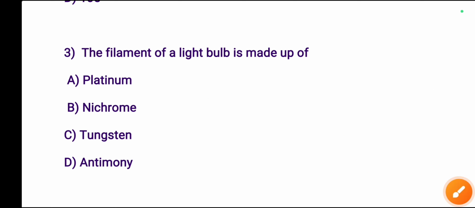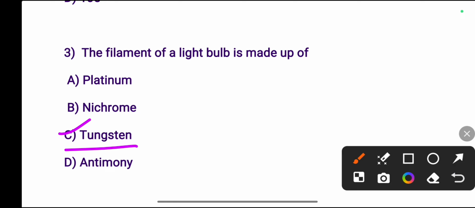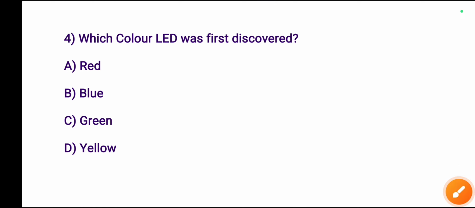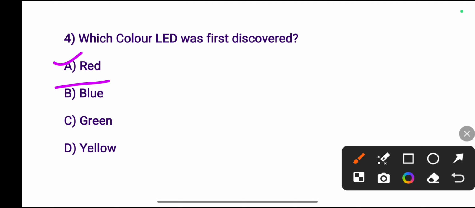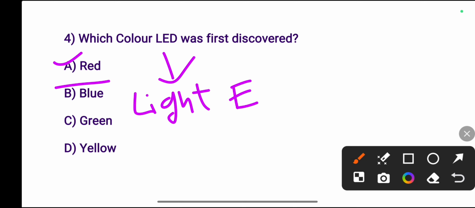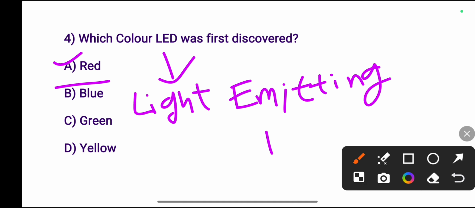The filament of a light bulb is made up of platinum, nichrome, tungsten and antimony. The right answer option C, tungsten. Which color LED was first discovered? Red, blue, green or yellow? The right answer red. Option A is the right answer. Full form of LED, light emitting diode.